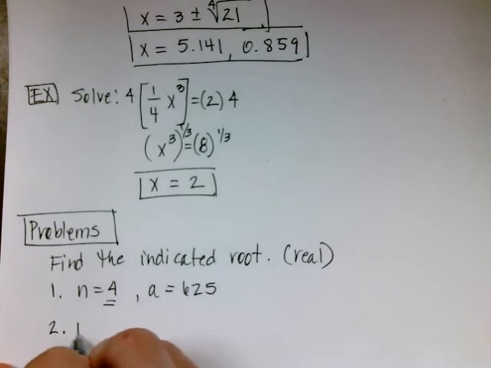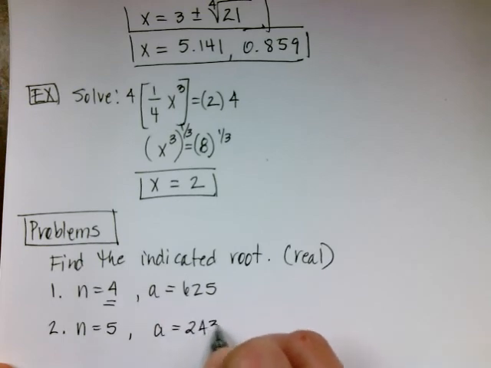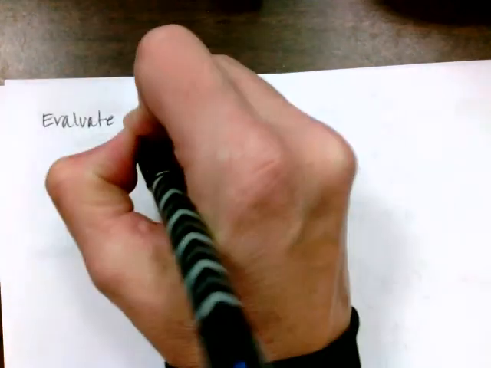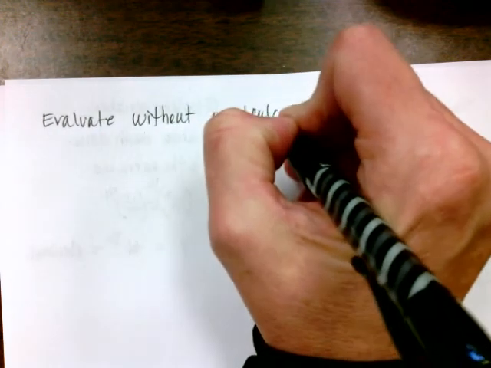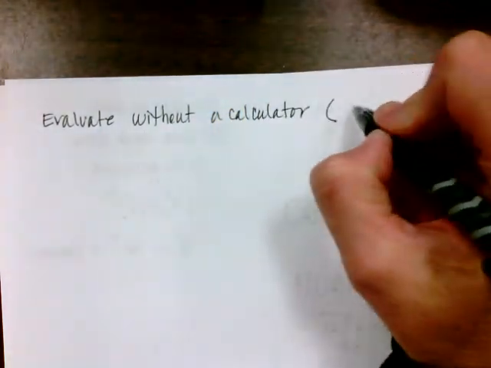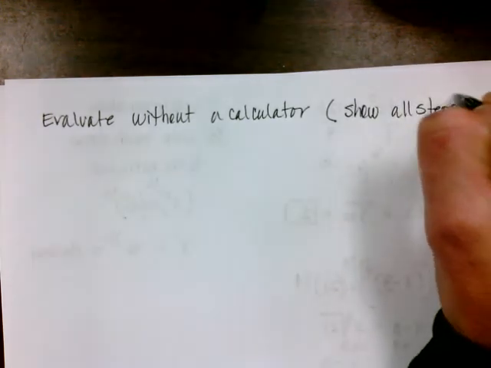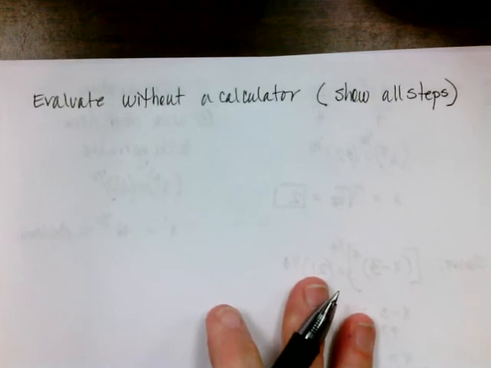Number 2, I want the fifth root of 243. All right, let me turn the page to get the rest of your problems. Okay, so the first two were fairly straightforward. Okay, all right, the next set say to evaluate without a calculator. Okay, at some point you may have to use it, but I want you to show all steps because that will be my expectation on your homework and on a quiz or test.